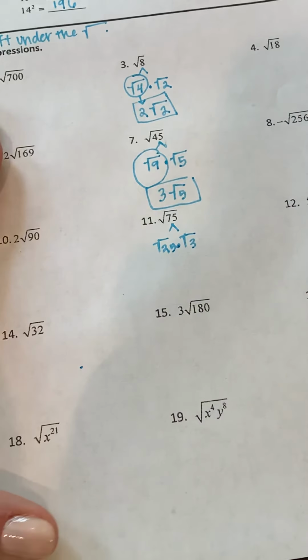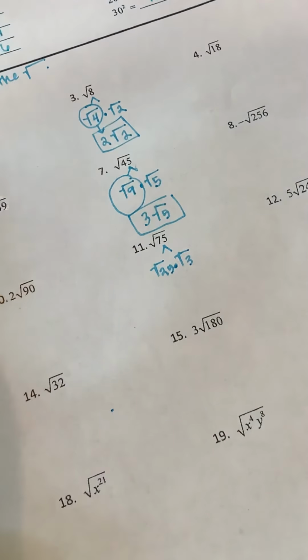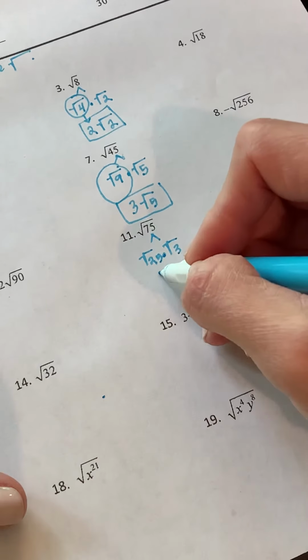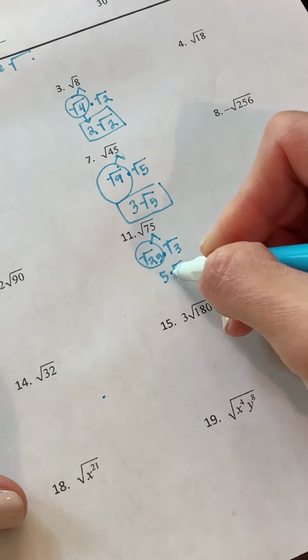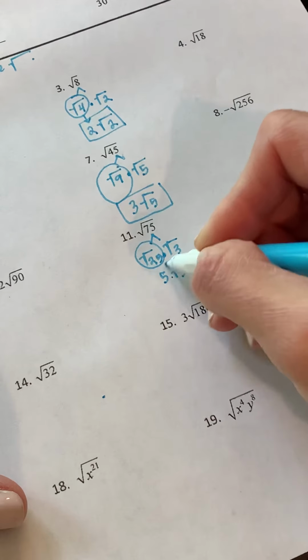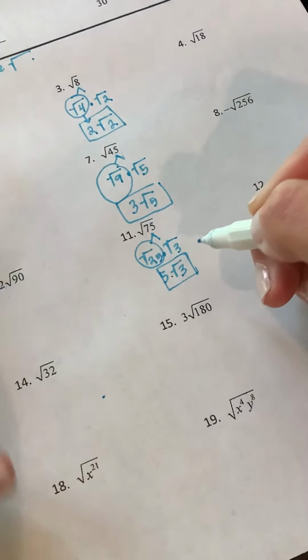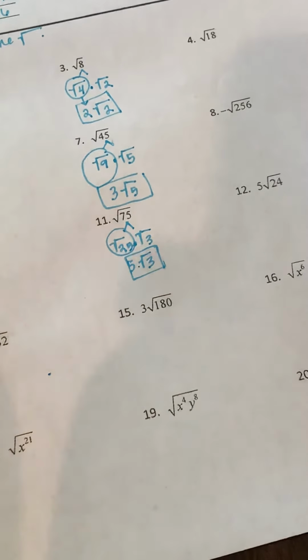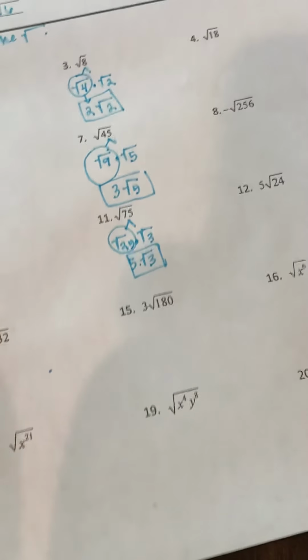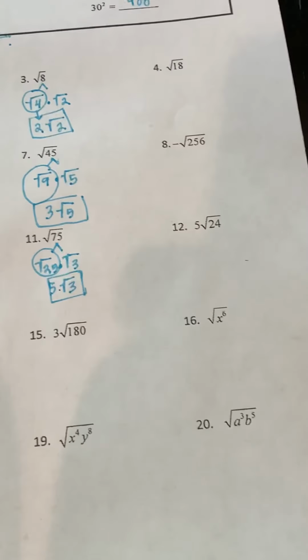So I'm going to do the square root of 25 times the square root of 3, and that's going to give me 5 square root of 3. The square root of 25 is 5, and then I have to leave the 3 alone because that's not a perfect square. So if it's not a perfect square underneath the radical, you leave it there. It's done, okay? If you cannot find any factors underneath it.